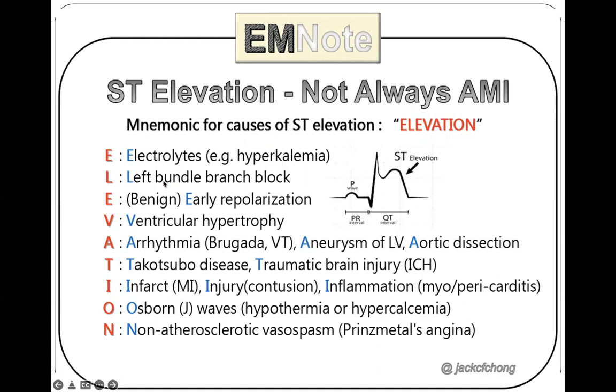The second L is for left bundle branch block morphology, E for early repolarization, V for ventricular hypertrophy, A for some forms of arrhythmias like Brugada syndrome, T for Takotsubo, which is broken heart syndrome, and traumatic brain injury in cases of intracranial hemorrhage, I for infarction, I mean myocardial infarction or injury, and also inflammation like myopericarditis. O is for Osborne wave, which is present in situations of hypothermia. And finally, N for non-atherosclerotic vasospasm, in situations where the coronary is not obstructed by a thrombus, it's just spastic, producing a transient occlusion, then opening.